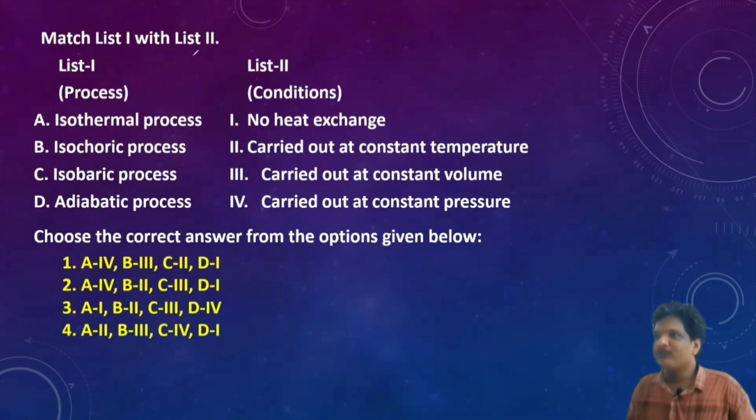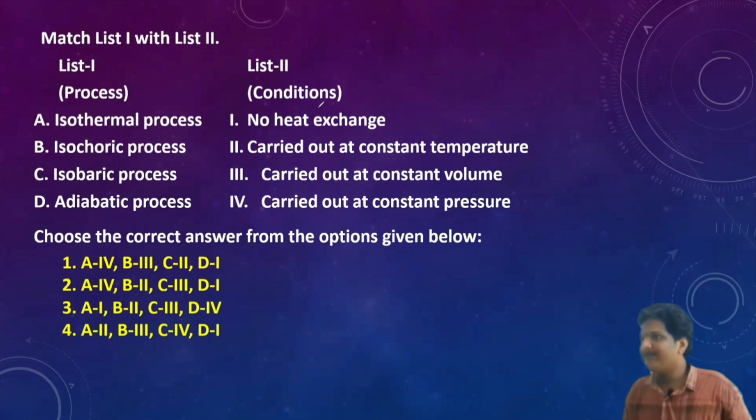Match the list 1 and list 2. In list 1 they have given processes, and in list 2 they have given conditions. Let us see. Isothermal process is a process carried out at constant temperature. So A is 2.